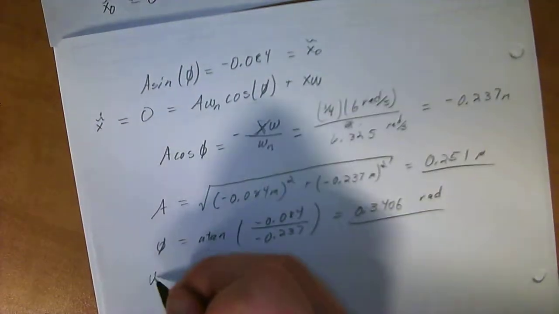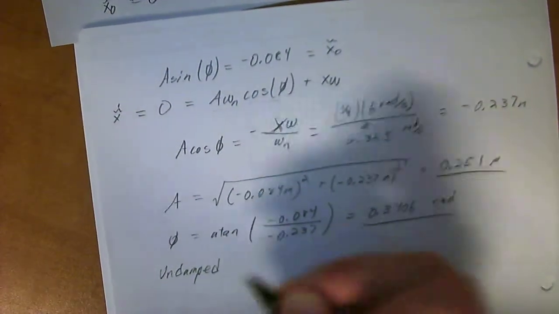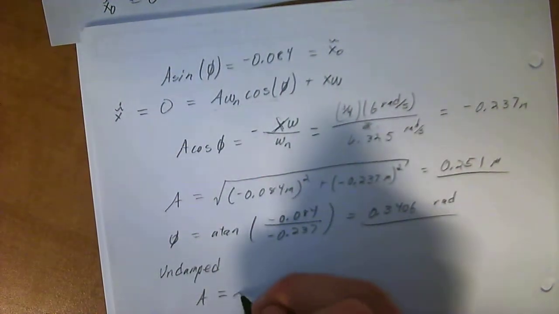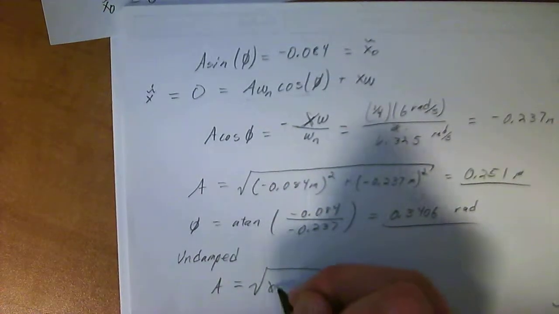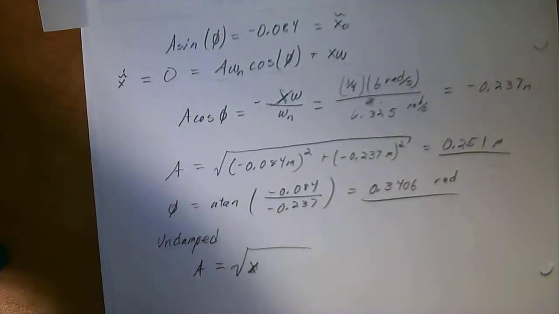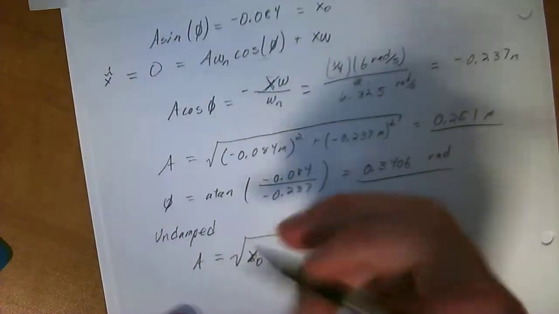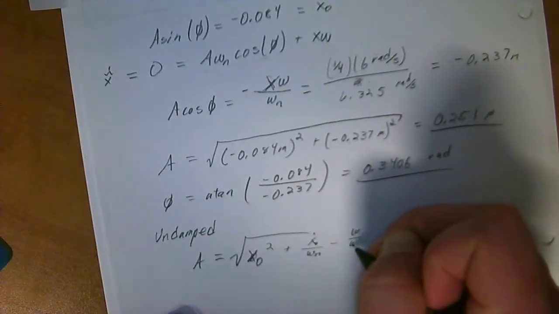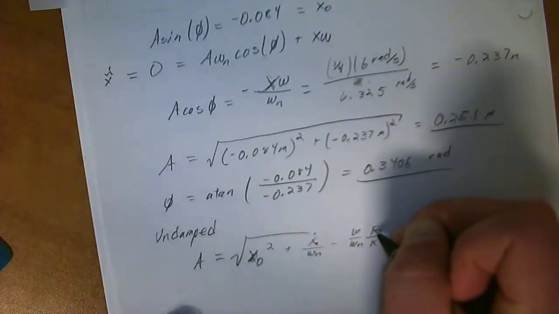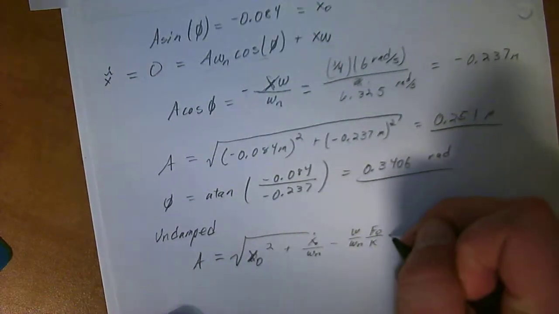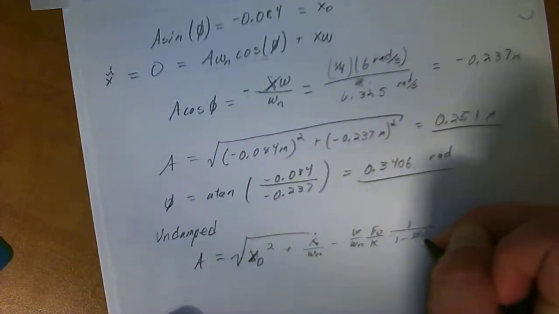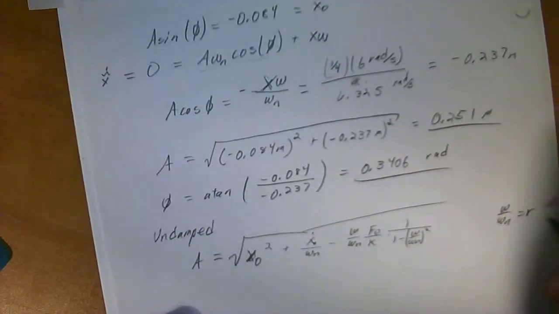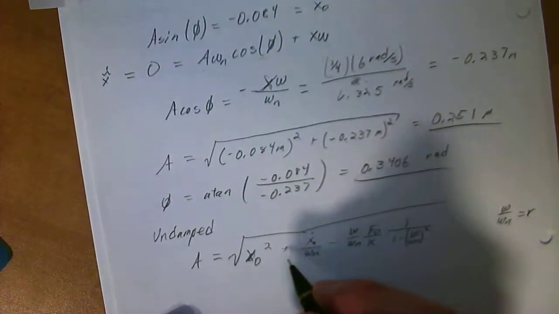When you have an undamped system, which means just a spring and a mass, A is going to equal the square root of x naught squared plus x naught dot all over omega n minus omega over omega n times f naught all over k, squared. This f naught is the small f naught, which is from the forcing function, times 1 over 1 minus omega over omega n squared. And omega over omega n is equal to r, if you've ever seen that kind of notation. So this is the amplitude A.